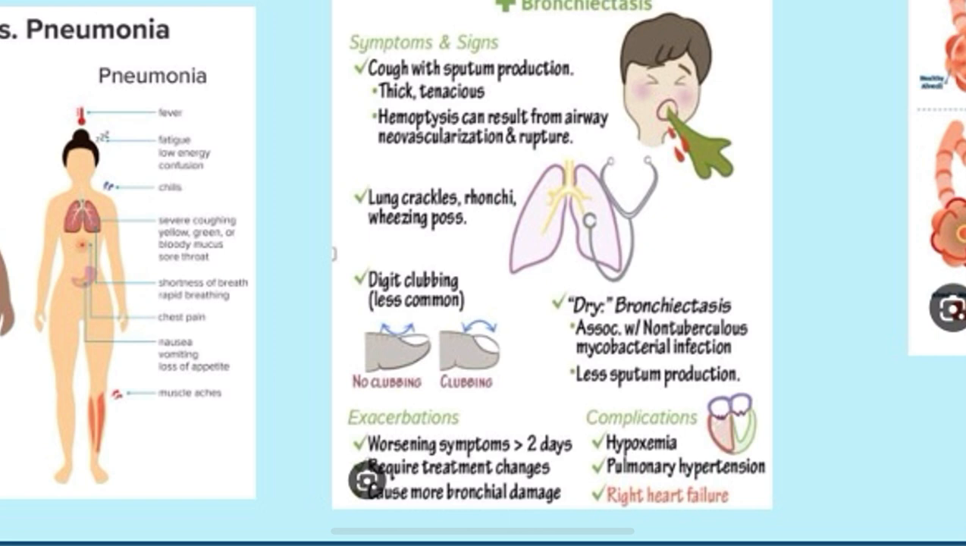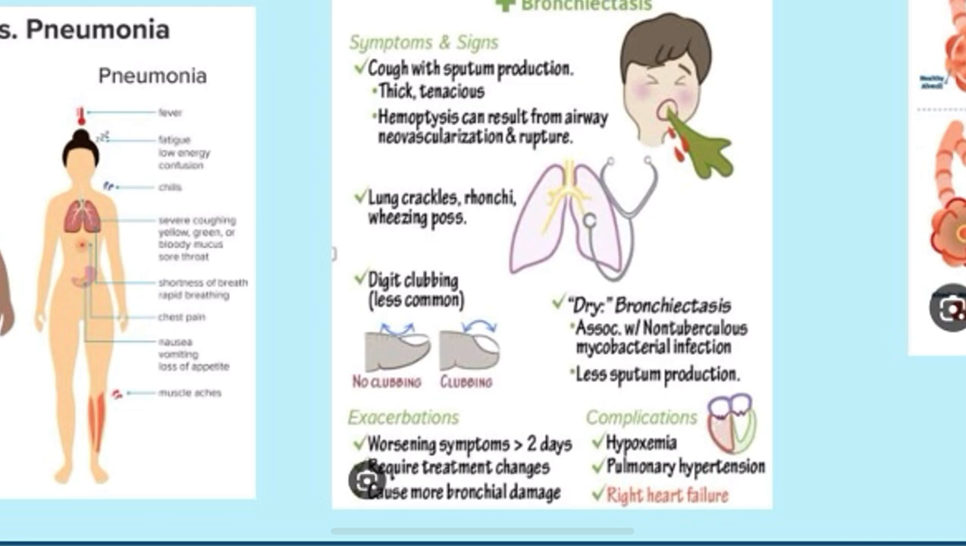Hemoptysis can result from airway neovascularization and rupture. Digital clubbing is seen. There are crackles, rhonchi, wheeze, and exacerbations which worsen the symptoms for more than 2 days will require treatment changes, and they will cause further bronchial damage. And dry bronchiectasis is associated with non-tuberculous mycobacterial infection, and the sputum production is comparatively less here.